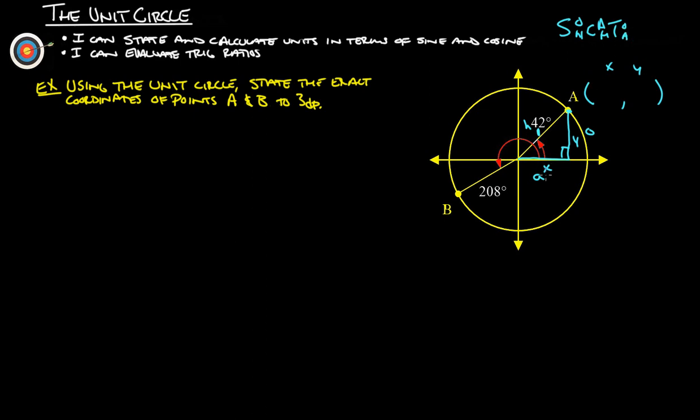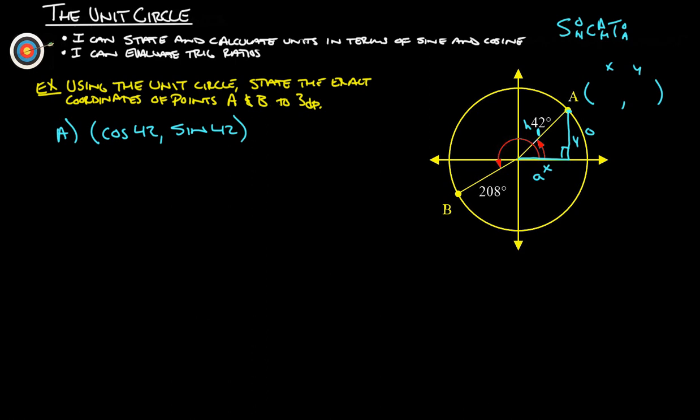The adjacent and hypotenuse is cosine. So we know that to come up with the coordinate for point A, that's going to be cosine of our angle, which is in this case 42. And then to come up with the y coordinate, that's opposite and hypotenuse, that's sine. So we would then do sine of 42.